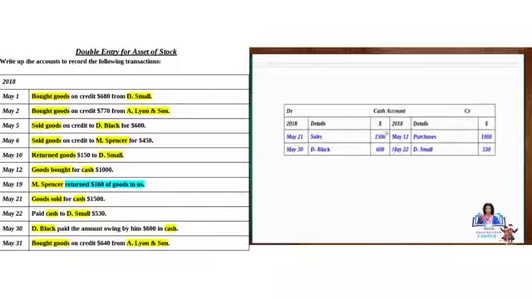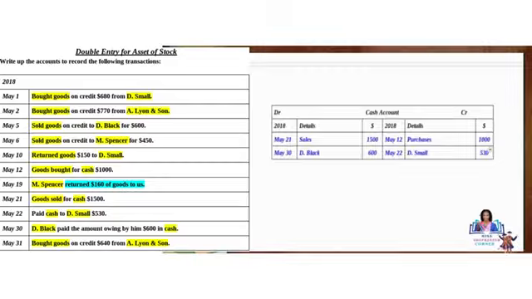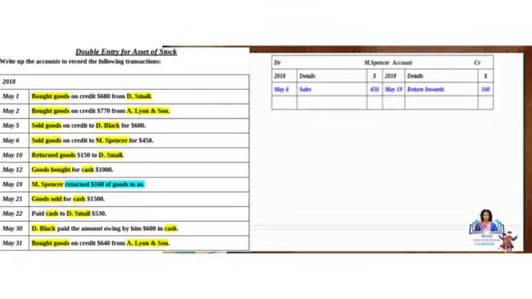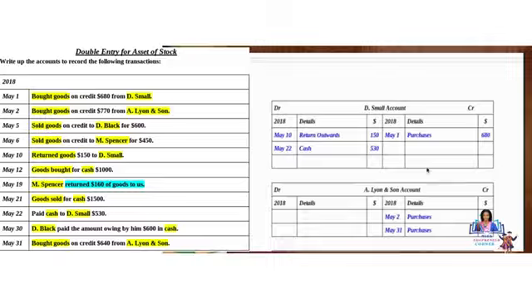On May 22, we paid cash to D Small. So May 22, money was taken out of the business to repay the creditor D Small $530. So let's check D Small's account to show a reduction in our liability. So D Small. And there we have it. On May 22, cash was paid to D Small of $530.